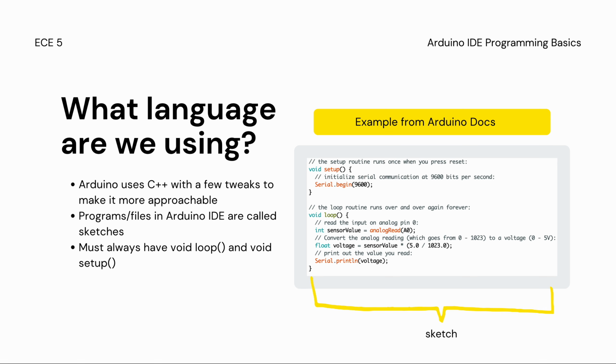Okay, so what language are we using? Arduino uses a derivative of C++, I'd say, with a few tweaks. It makes it a little bit more approachable. They are simplifications, so if you just learn Arduino C++ and then go into C++, there are going to be some differences. Mainly, one of the key differences is in the Arduino IDE environment, we have this void setup and the void loop, and they must always be there. Even if there's nothing inside of them, Arduino will not let you run the program without them there. So make sure you always have those in there.